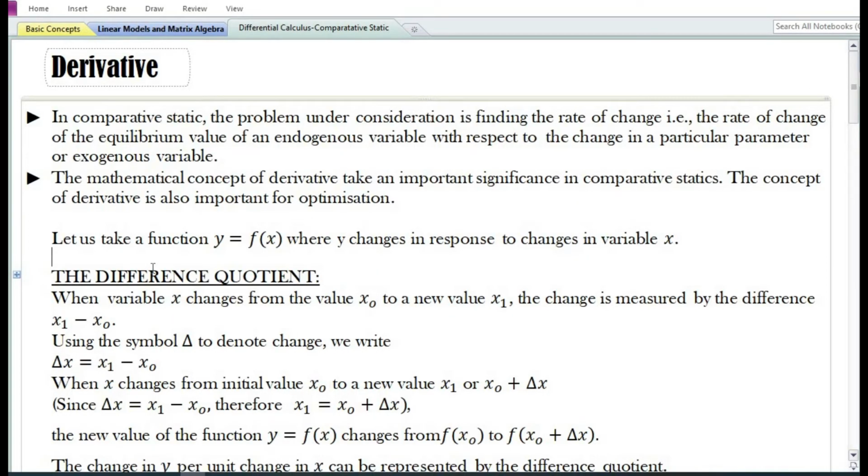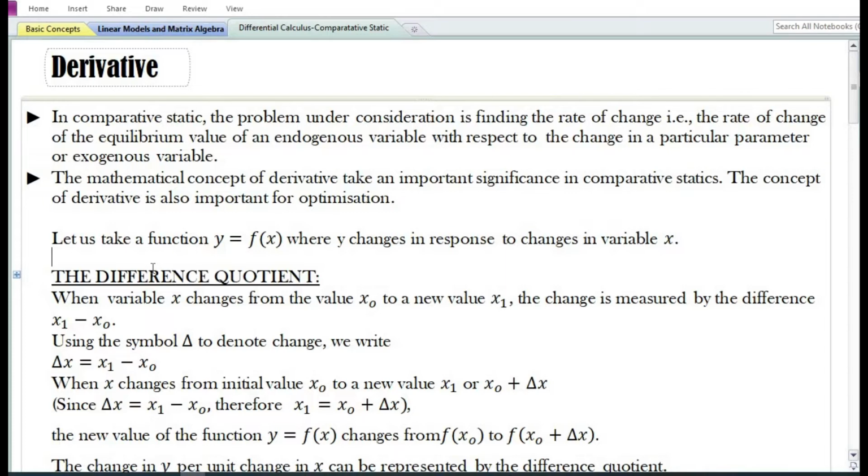In this video, we are going to discuss the concept of derivative. In the previous video, I have already discussed the different types of economic analysis. In comparative static, the problem under consideration is finding the rate of change of the equilibrium value of an endogenous variable with respect to the change in a particular parameter or exogenous variable. The mathematical concept of derivative takes an important significance in comparative statics.